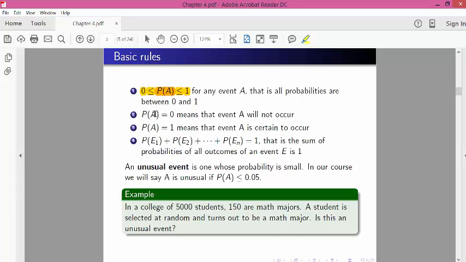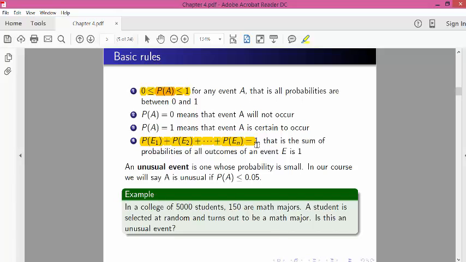Okay, the closer probability is to 0, the more unlikely the event is to happen, and the closer it is to 1, that means the event is more likely to happen, right? And then if you have a collection of all possibilities for an experiment and you add up all of the probabilities, this must add up to 1.